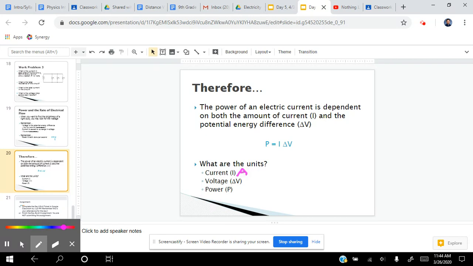Remember, current is in amps, voltage is in volts, or potential energy difference. And then power, if you had me last trimester, I always said energy is energy, and I always said power is power. So power is still going to be measured in watts. All right. So if you recall that from last trimester, watts, or just capital letter W.